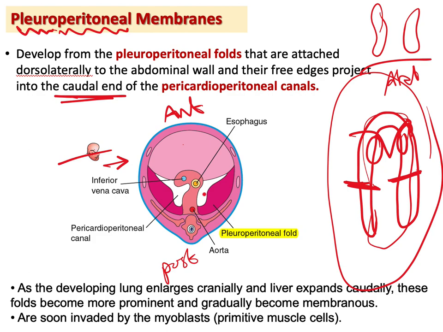Anyway, again, these are the pericardioperitoneal canals here. You see, still one on the right and one on the left. By taking a cross section, you will see this view. Anyway, once the lungs develop cranially, and the liver also on the right side enlarges caudally, this fold, the pleuroperitoneal fold, becomes prominent, becomes like a membranous shape, and is invaded by myoblasts to create a kind of muscle fibers there.